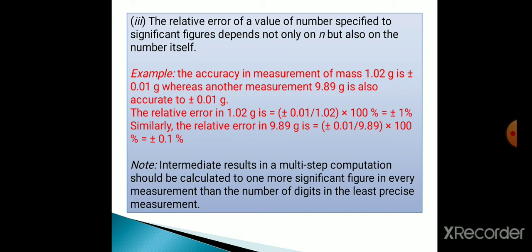An important point is that if we have multi-step calculations, then before the final result, in every intermediate step, we must retain one extra significant figure more than is required. And the final answer only must be calculated to the correct number of significant figures in order to avoid errors.